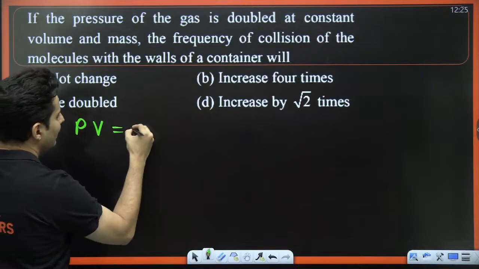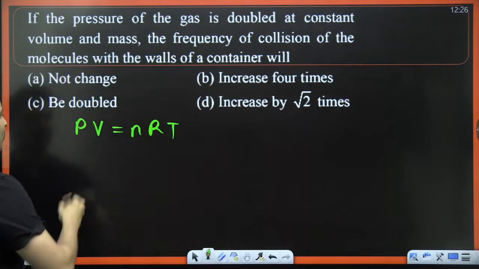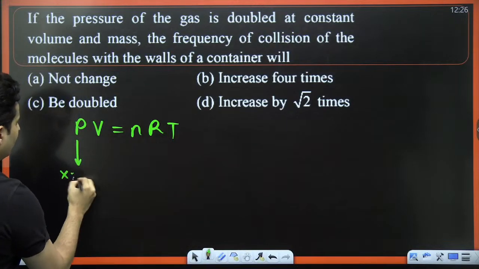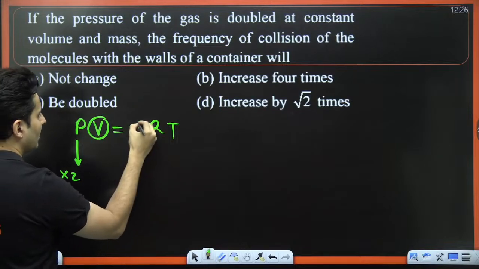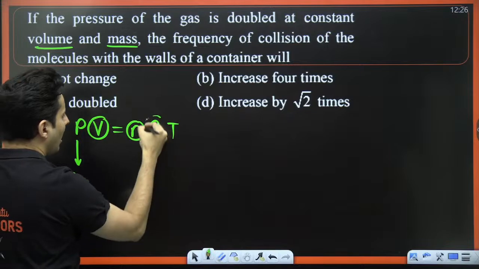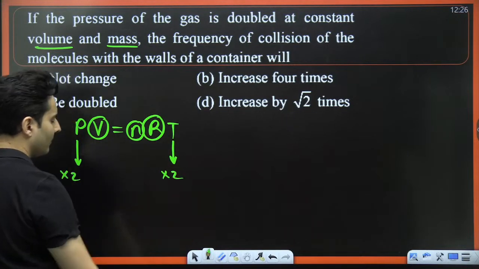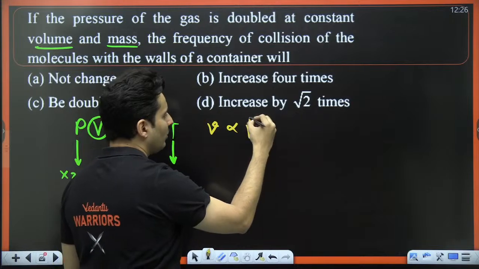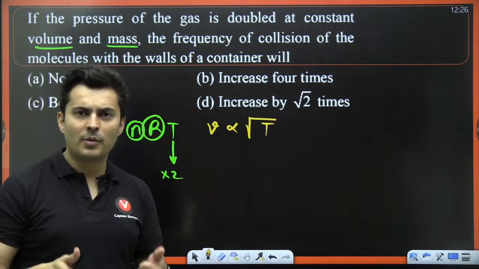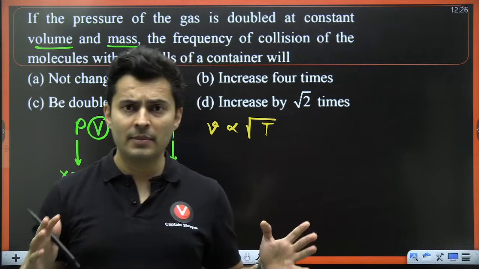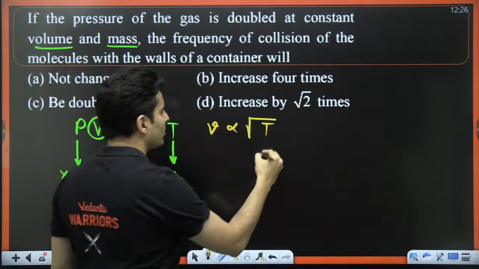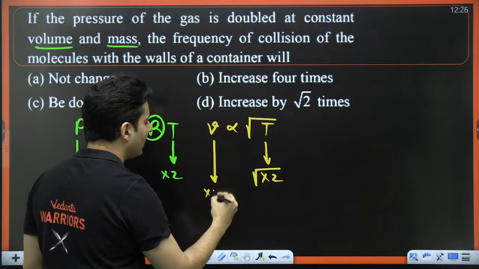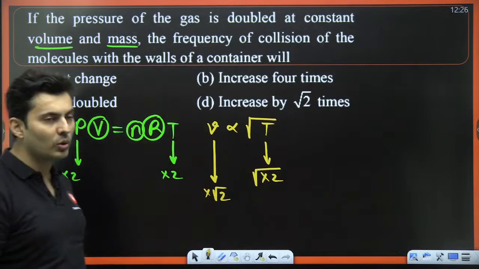Then use the ideal gas equation, PV is equal to nRT. Pressure is doubled. Volume is not changed. Number of moles is not changed because mass hasn't changed. R is a gas constant, so temperature is doubled. Speed is always proportional to the root of the temperature, be it most probable, average, or RMS. So if the temperature increases 2 times, root of temperature will increase root 2 times. So speed will increase root 2 times.